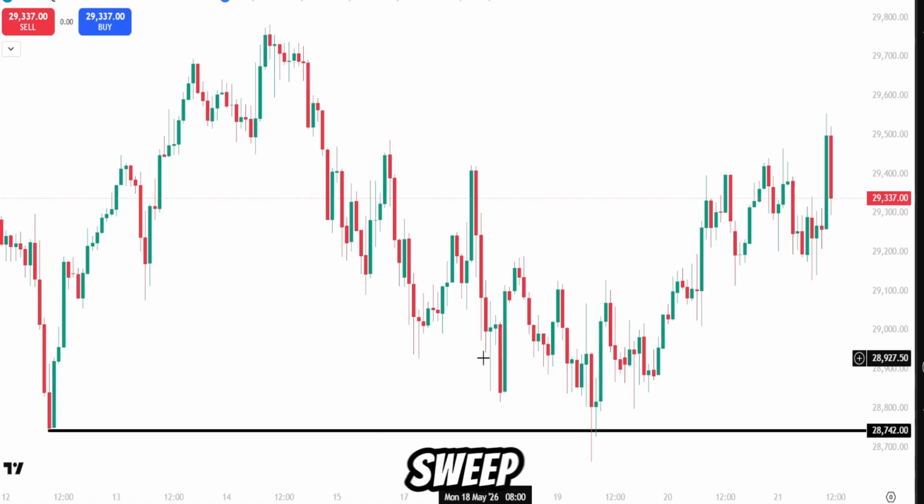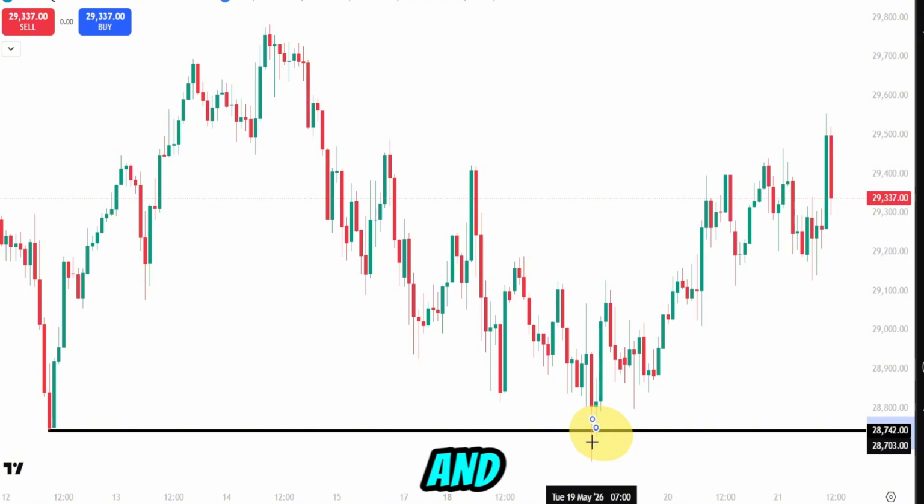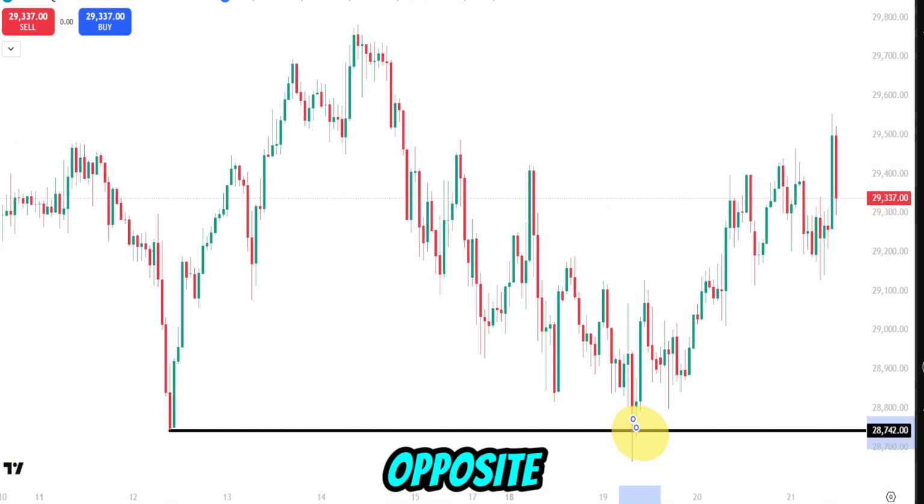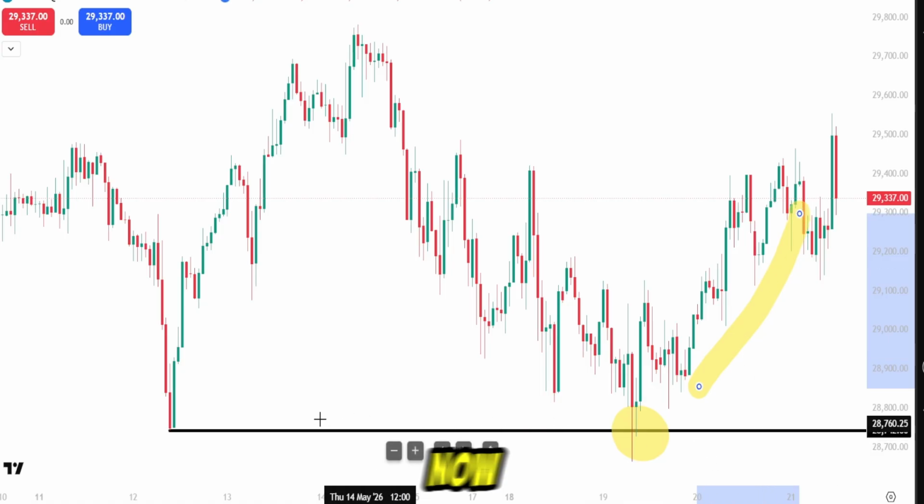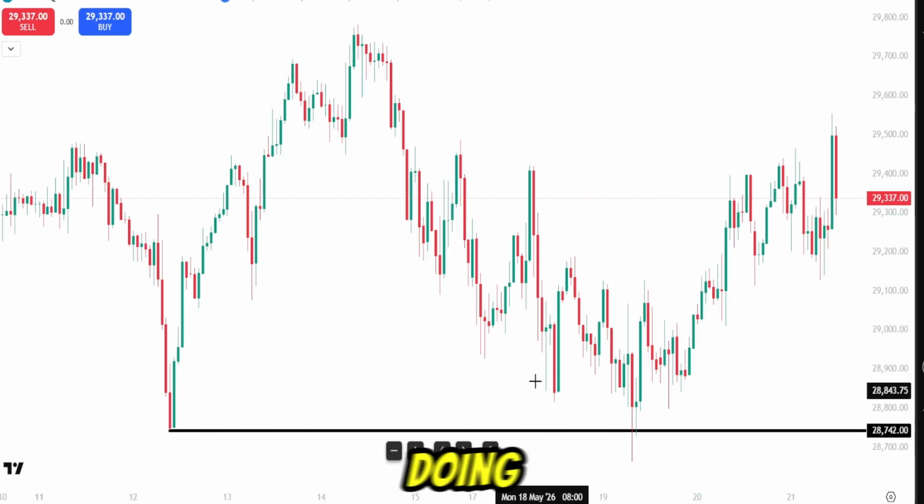A liquidity sweep is when price moves past a key level on purpose, triggers all the stop losses sitting there, and then immediately reverses in the opposite direction. That's it. That's the whole concept. Now, why does this happen, and who's doing it?